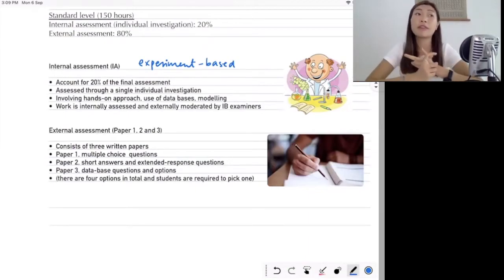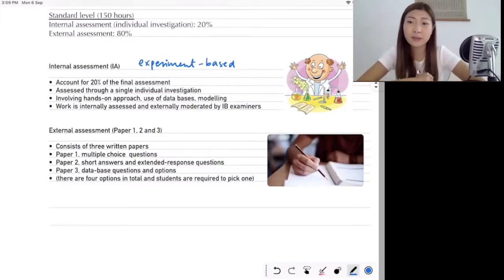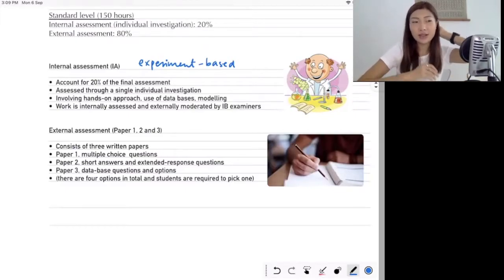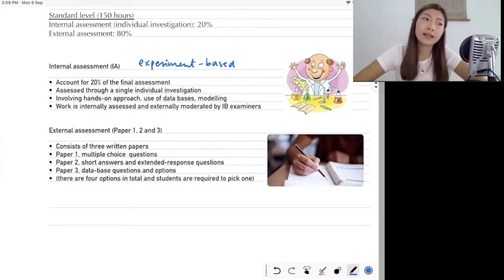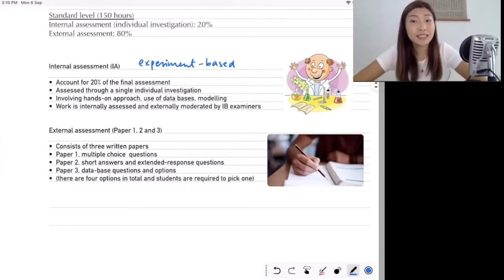You need to come up with a methodology on how to conduct the experiment, as well as at the end, you need to analyze your data. You need to find statistical tests to test for the significance of your data, as well as give an evaluation of the strengths and weaknesses of your experiment. So yeah, this is pretty fun, but also a little bit stressful.